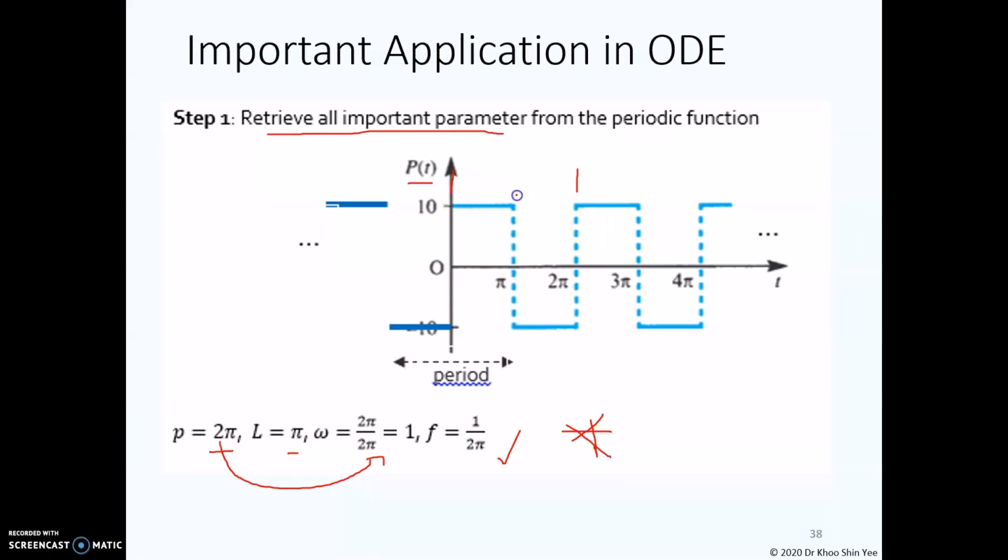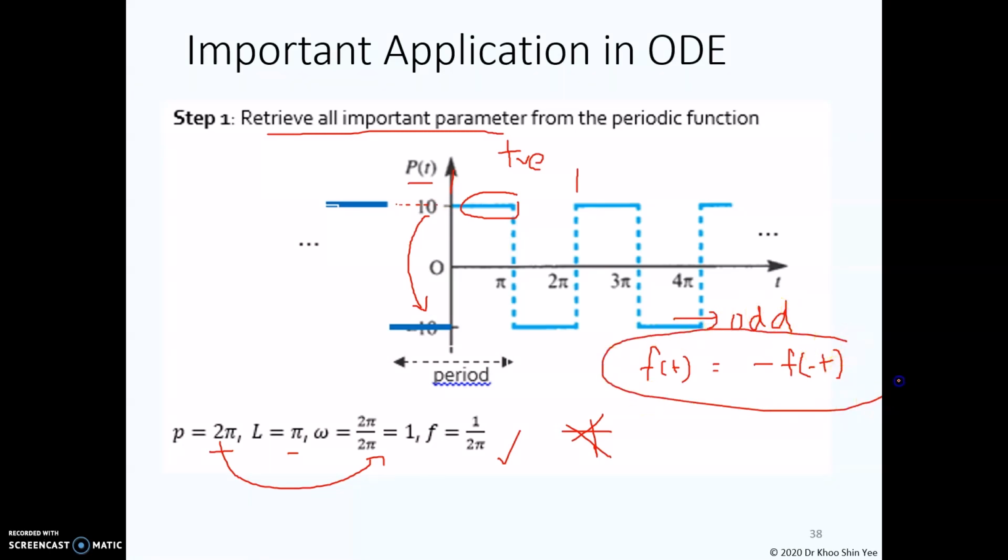If you look at this function, the positive data here is copied to the left hand side in upside down manner. So it's an odd function that can satisfy this formula. For example, at t equal to pi over 2 here, you obtain 10. At t equal to negative pi over 2 here, you obtain negative 10. Multiply with negative, you obtain left hand side equal to right side. So this equation is valid, therefore this is odd function.